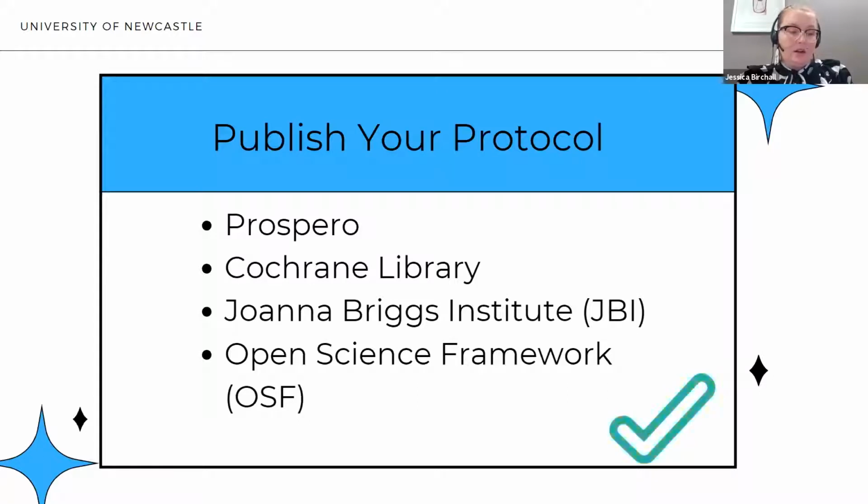Another option to publish your protocol is the Open Science Framework. This is free. It's another option because they also allow the publication of scoping reviews. So it's just another option for you to keep open, because Prospero doesn't publish scoping reviews. So the Open Science Framework is just another option available for you.